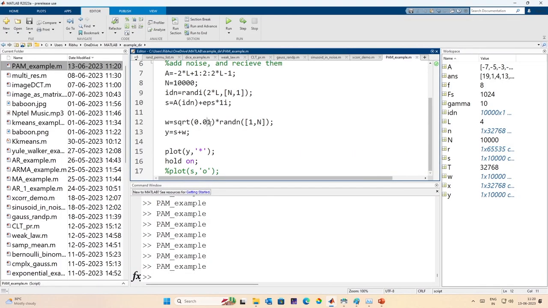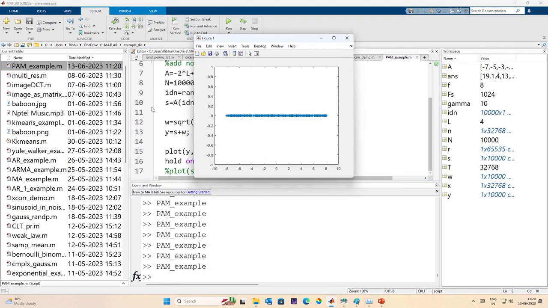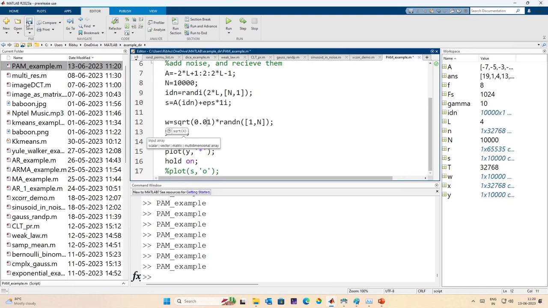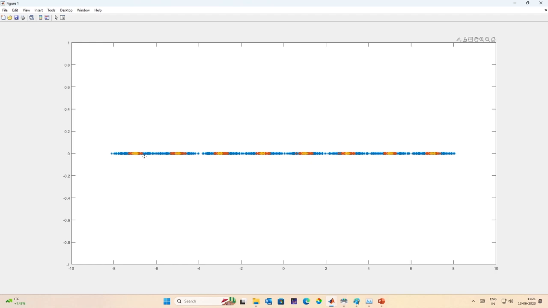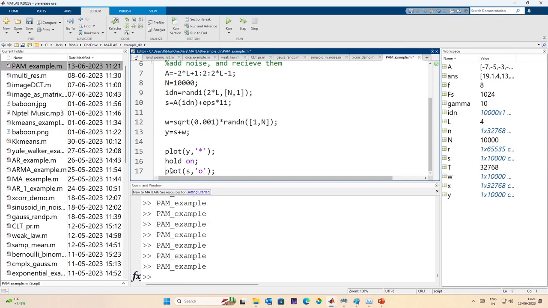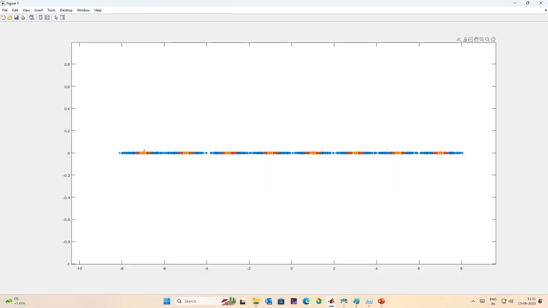So actually, let's do it this way. Let's start with a noise variance of 0.1, and we get this. Then 0.01, we get this, and 0.001, you get this. These blue points correspond to a noise variance of 1. The orange or the red ones correspond to a noise variance of 0.01, and the yellow ones, the innermost, correspond to a noise variance of 0.001. I'll just run this once more to generate another point, and the circles inside correspond to the true signals transmitted. So what we observe is, based on the noise variance, the received signal can spread out.